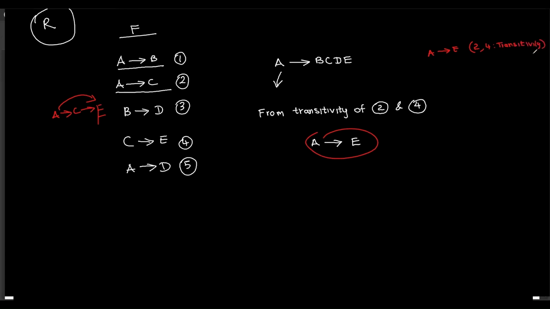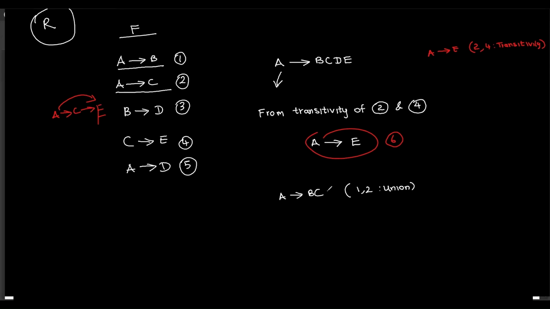Well, after this, it's simple. Why? Let's say this is 6. So we can say A functionally determines BC, from what? By using 1, 2 union.